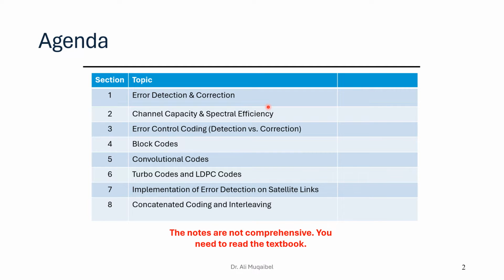Some of the topics we'd like to cover are error detection and correction, channel capacity, error control coding, and also we would like to look at the detection and correction, block codes, convolutional codes, turbo codes, and LDPC codes. We'll look at implementation of error detection on satellite links and concatenated codes and some examples that relate to satellites.